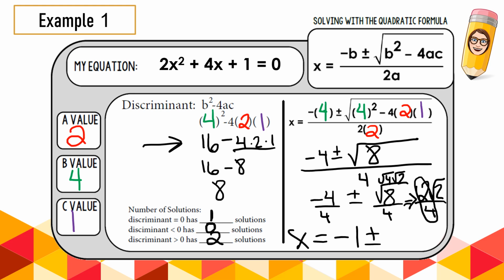We're dividing. We just spent all that time dividing radicals. That's going to be 1 square root of 2 over 2. I arrived at two answers, because I got negative 1 plus square root of 2 over 2 and negative 1 minus square root of 2 over 2.